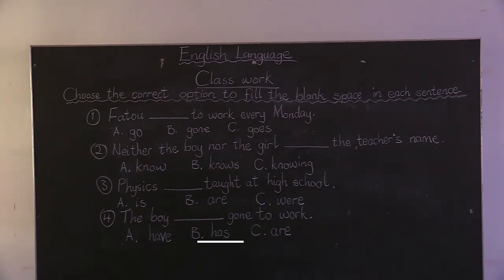But let us try to change this. Suppose that we add S to the word boy. Now we have the boys. B would no longer be the correct one. If that was the case, option A would have been the correct one because that would have given you the boys have gone. But because there's no S with the subject, we're going for option B. So we say the boy has gone to work.